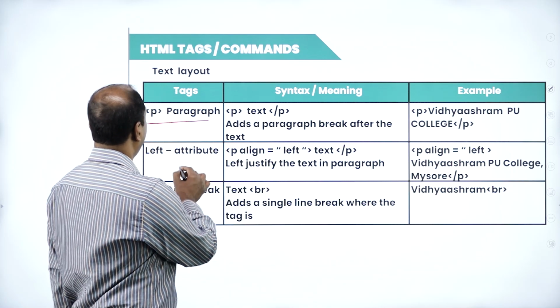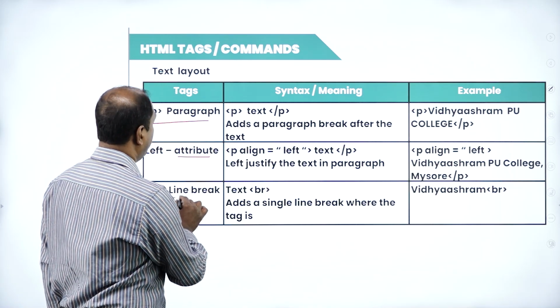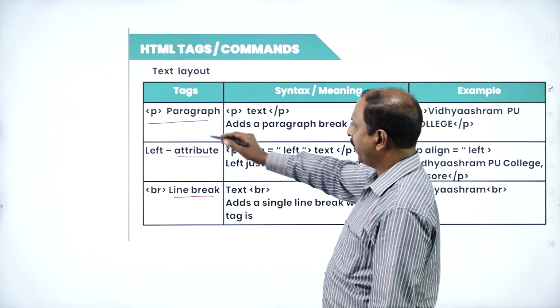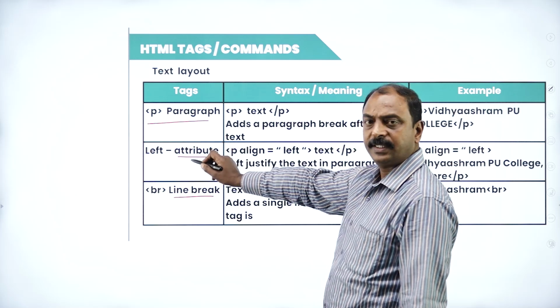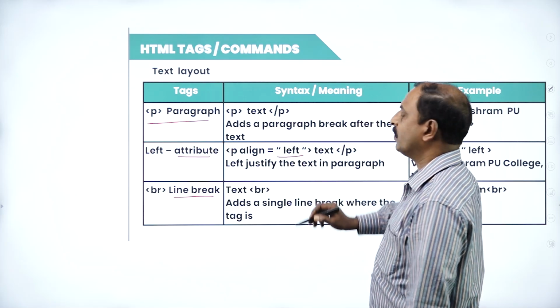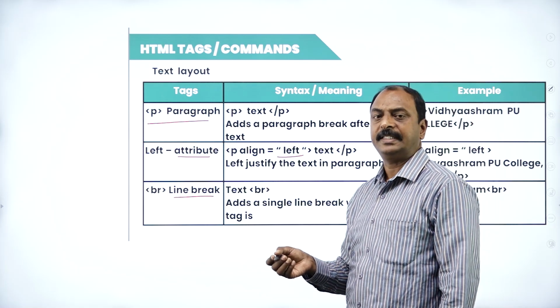And the next one is the align attribute and BR. Here the paragraph has an attribute like left, right, center. So any paragraph, you can align either to the left of your web page, or right, or center.